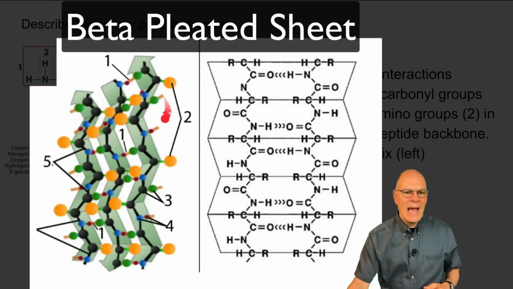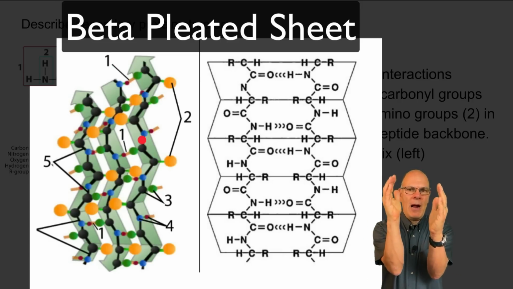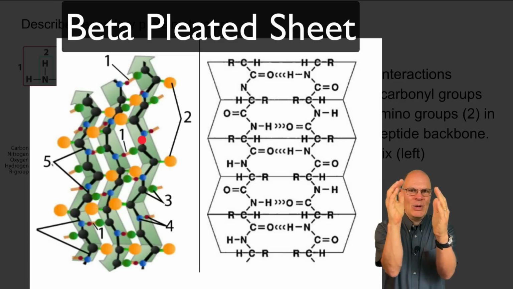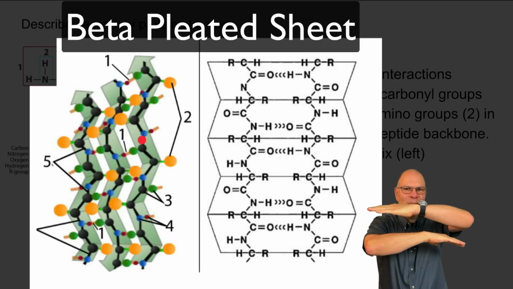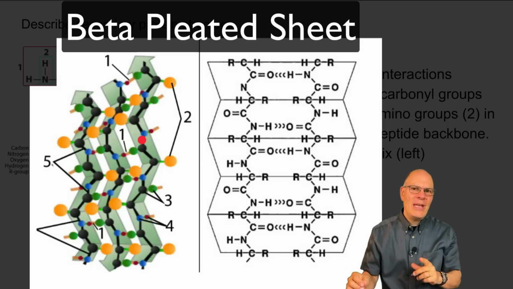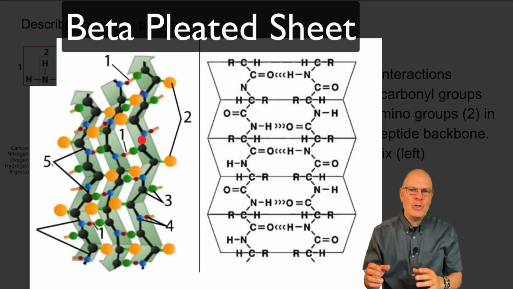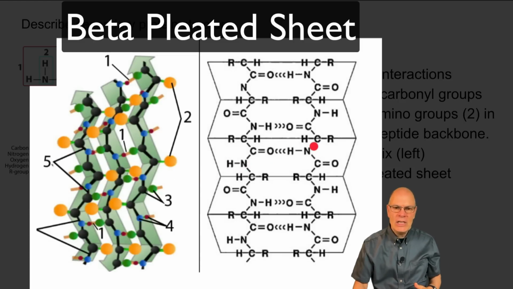Now the other thing that happens is if the parts of the polypeptide chain are either parallel to one another, like this, or anti-parallel to one another, like this, then carbonyl and amino groups can again interact and form hydrogen bonds, and that can lead to a form called a pleated sheet. And that's what we see over here.